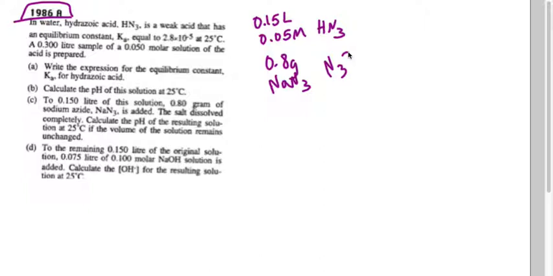What are you doing there? Look at it. It's a buffer. Do you see how you just made a buffer? You took a weak acid and you added its conjugate. So how do we find the pH of a buffer?